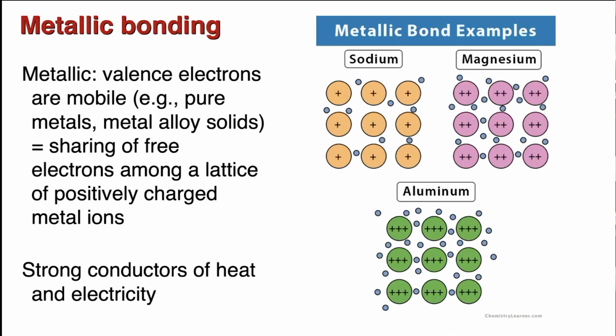So we also have metallic bonding. So even though ionic and covalent are the most common bonds, we have metallic bonds where the valence electrons are mobile. So they're not actually sitting around a particular atom. They can move freely within the lattice. And so all the metals share those electrons. And as we know empirically, metals are strong conductors of heat and electricity.